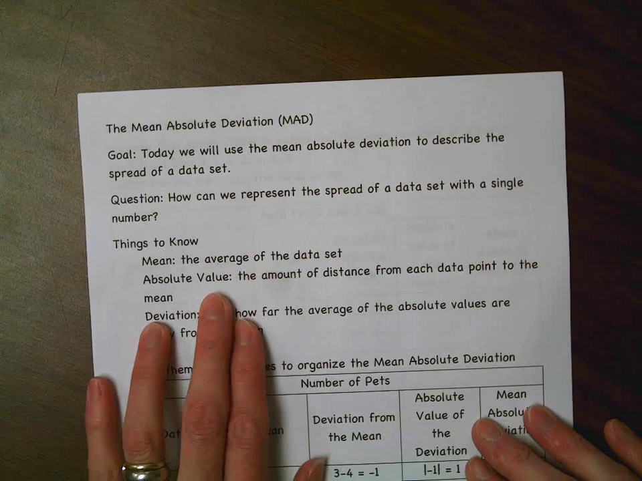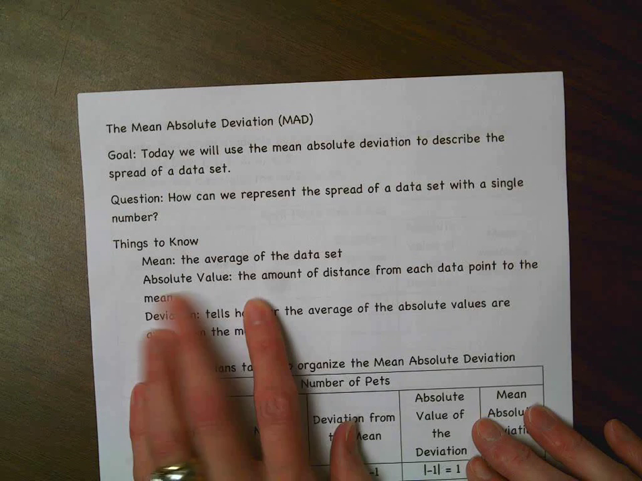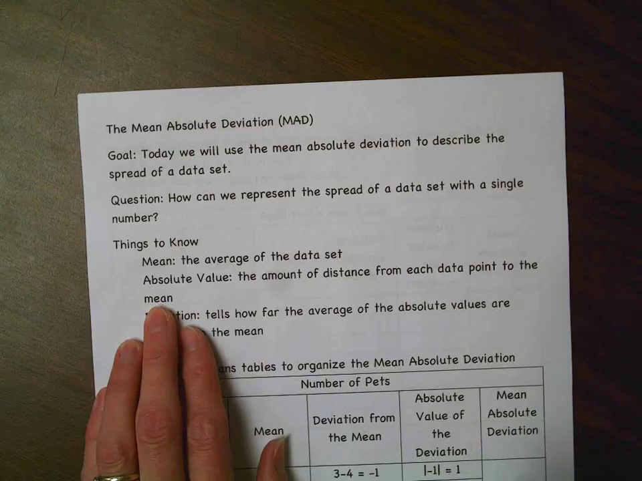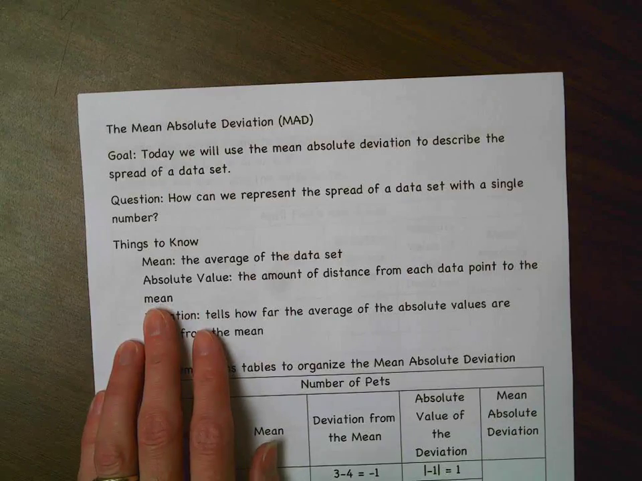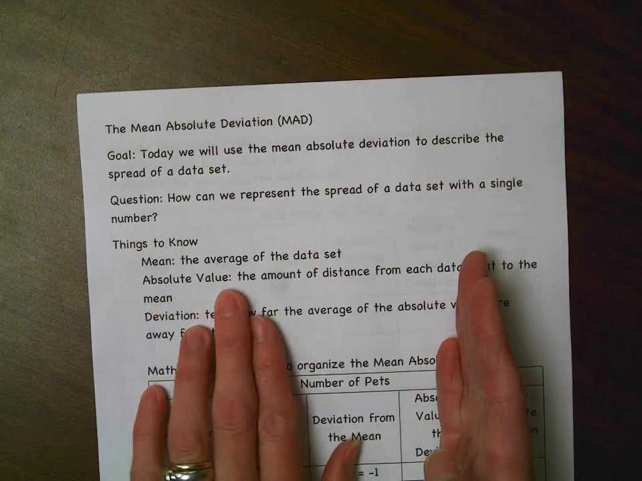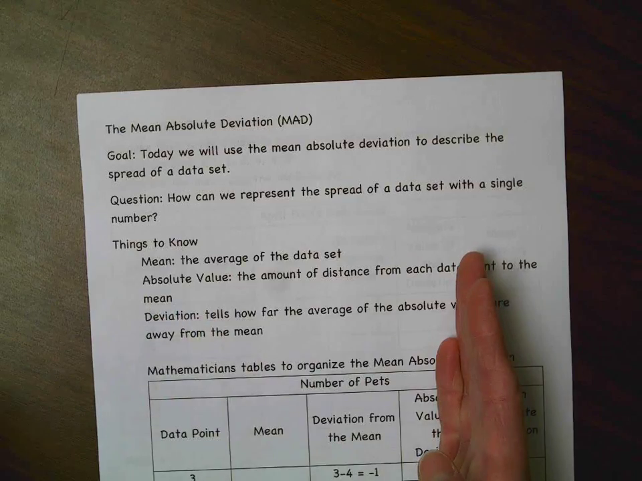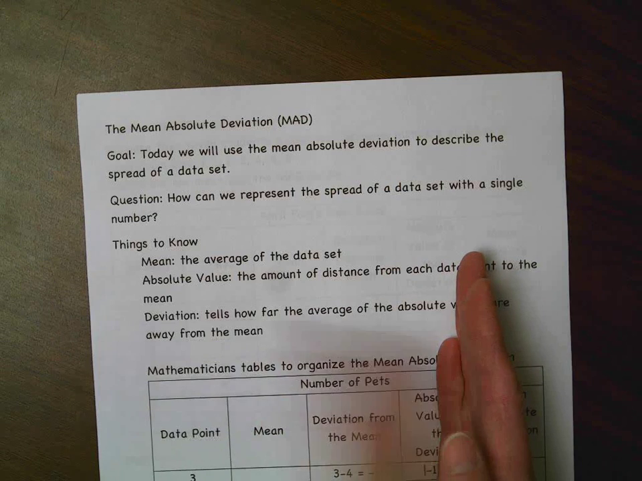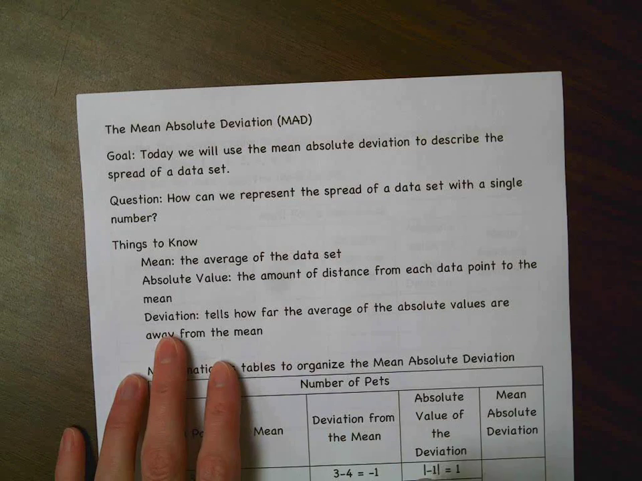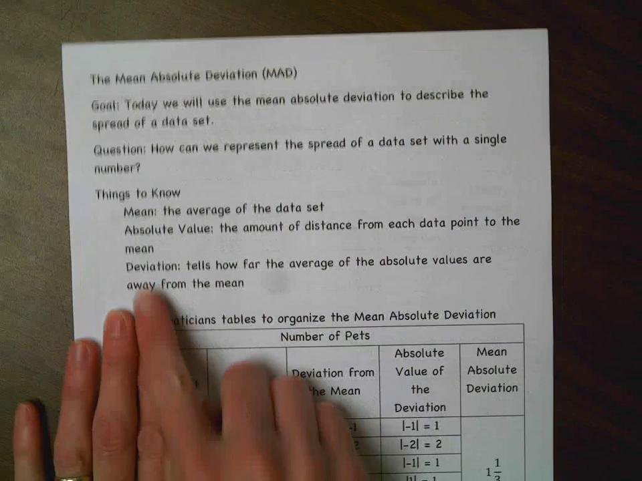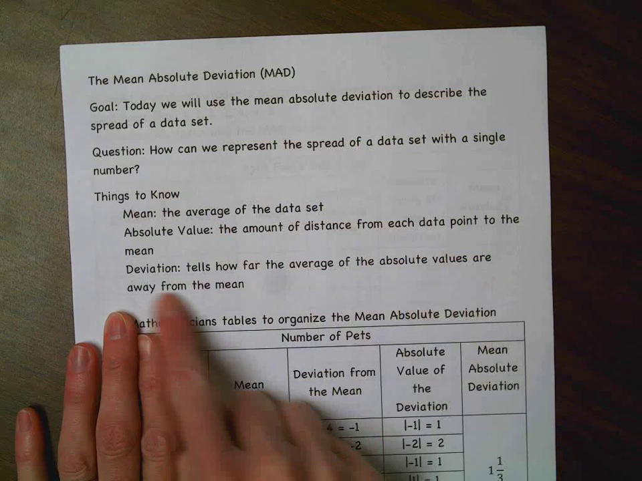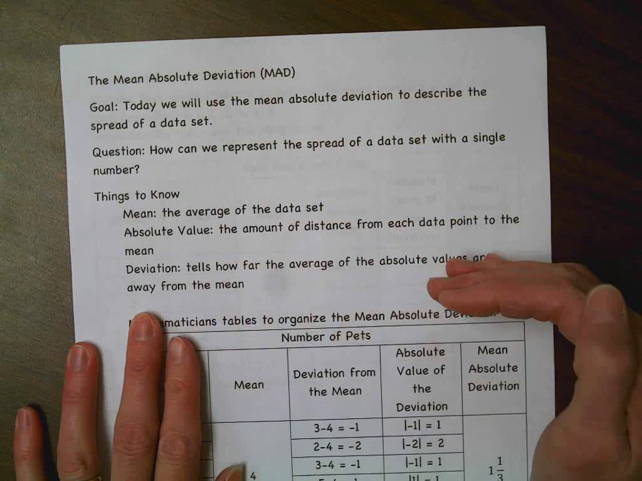Okay. Absolute value, you already know. The absolute value is the amount of distance from each data point to the mean. So your comparison in this lesson is the mean. So you're going to find the mean first, and then you're going to find the absolute value of each data point. So you're going to compare the data point to the mean and find out what is the distance. We've been working with that in previous lessons. Remember, with the balance is the mean. Okay. Deviation tells you how far the average of the absolute values are from the mean. And that's when you take all of them.